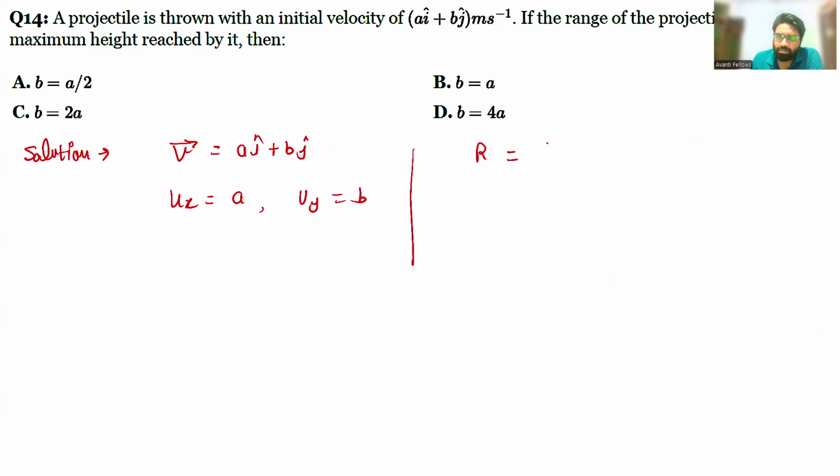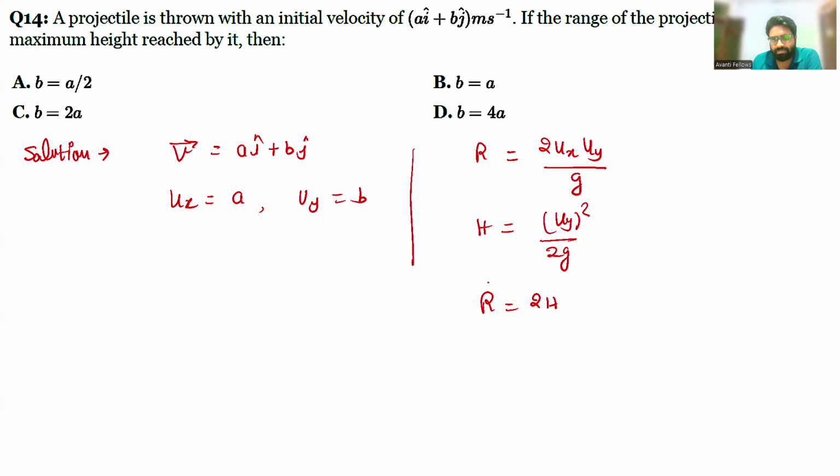Now, I'll express range and height in terms of Ux and Uy. So range you can write as 2 times Ux Uy upon g, and height you can write as Uy whole square by 2g. Now in the question there is a condition given to us: the range of the projectile is twice the height, which means R is equal to 2 times H.